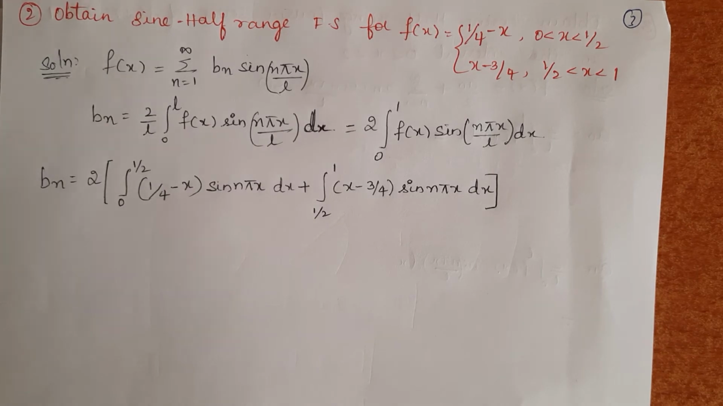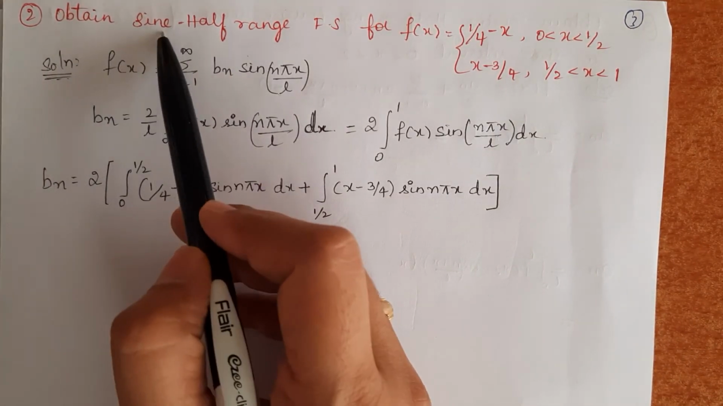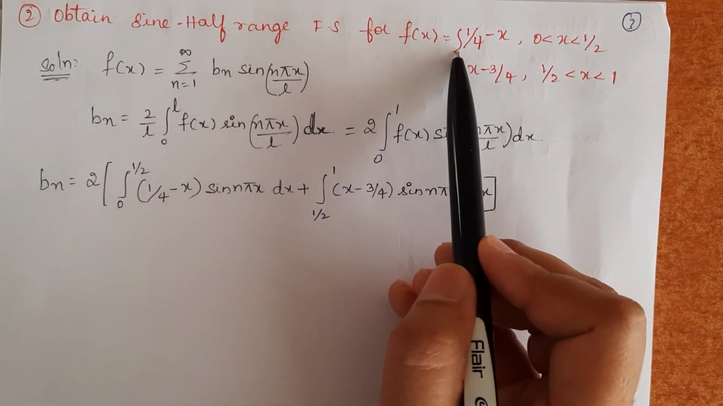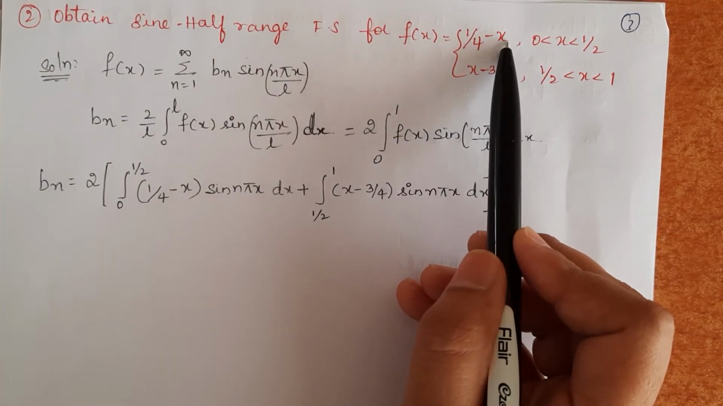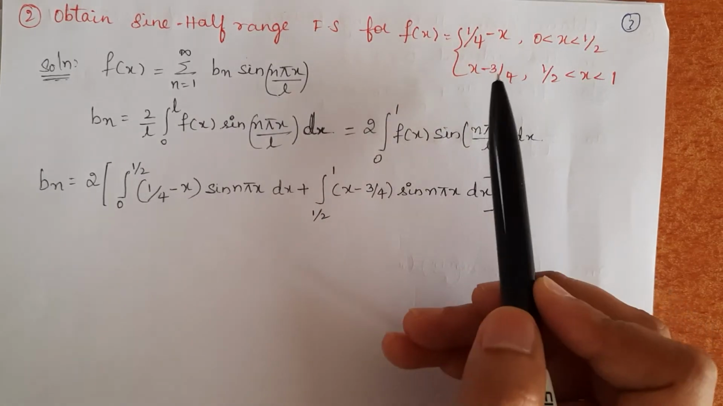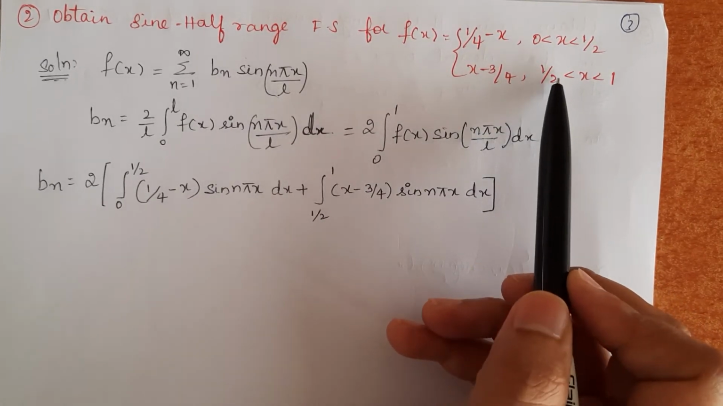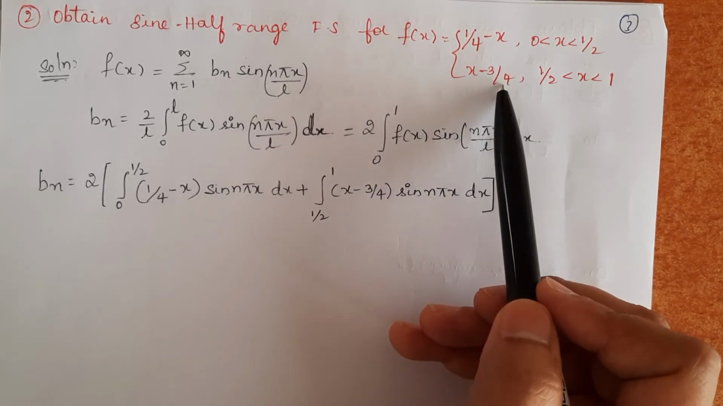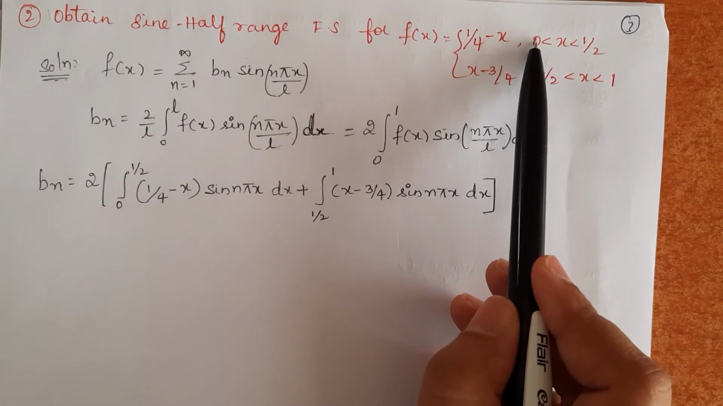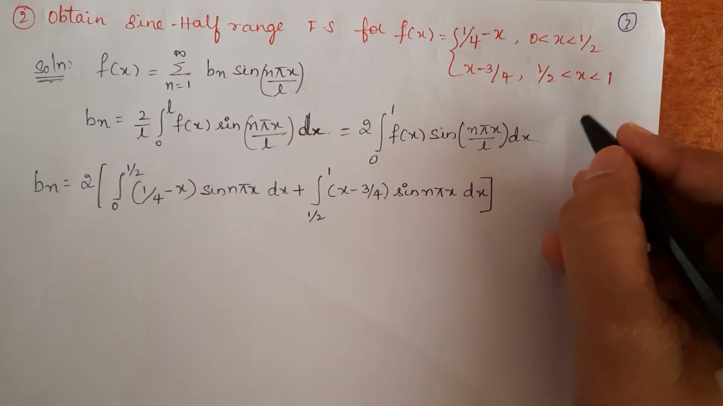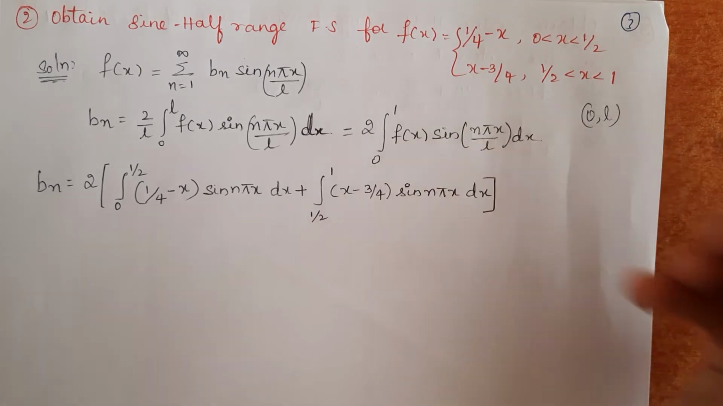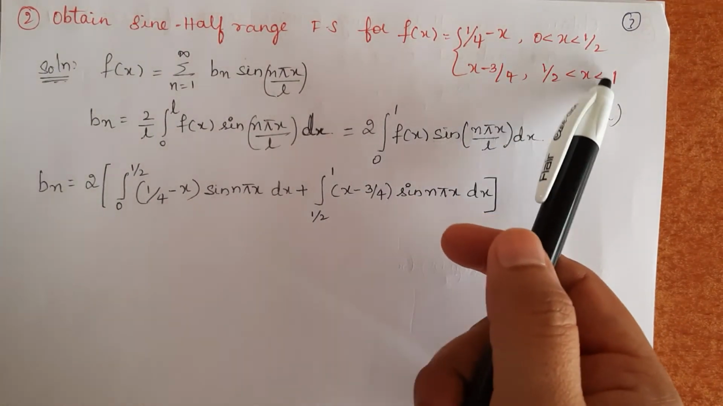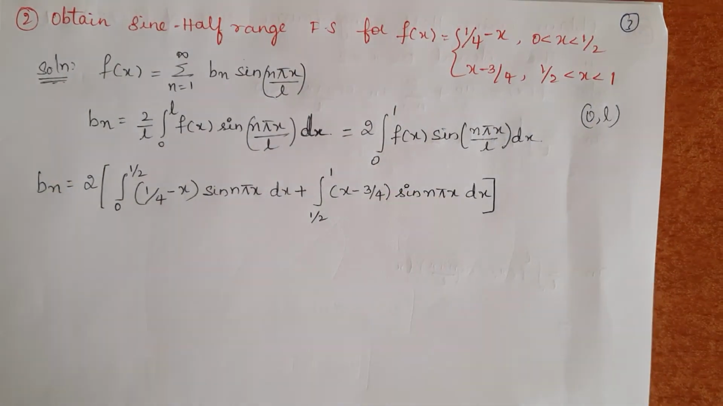Let us take up the next problem. Obtain sine half range Fourier series for the function f of x equals 1 by 4 minus x in the interval 0 to half, and x minus 3 by 4 in the interval half to 1. Here the function is split into two functions, and observe the interval is between 0 to 1. So that means it should be compared with 0 to L. It cannot be compared with 0 to pi. It should be compared with 0 to L because it is an arbitrary function.